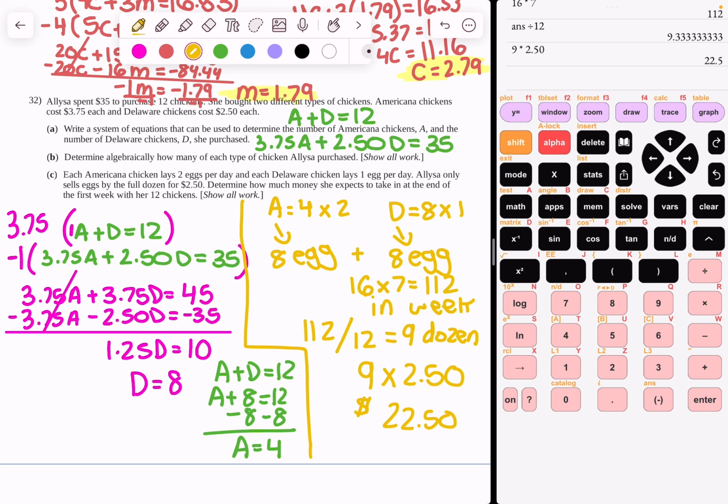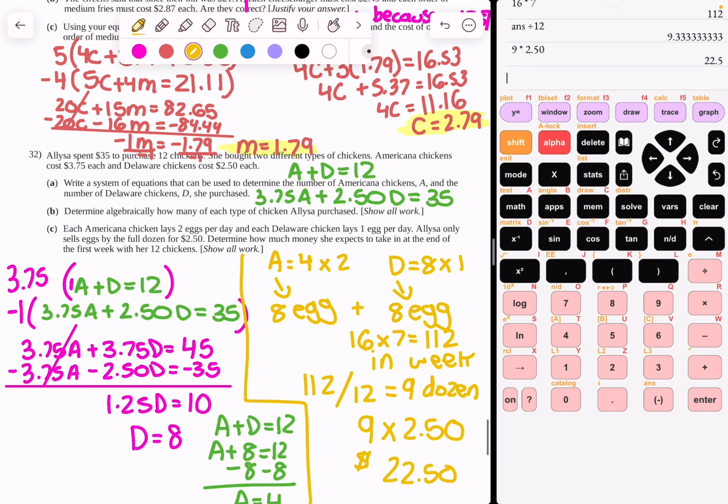There's 7 days in a week. So 16 times 7 is 112. She would have 112 eggs in a week. Okay? But she only sells them per dozen. So I have to do 112 divided by 12 since there's 12 eggs in a dozen. That means she could make 9 dozen. Yes, there would be some leftover eggs, but she doesn't sell the leftover eggs. Then the 9 dozen times $2.50 means that she would end up making $22.50. And that wraps up our review.